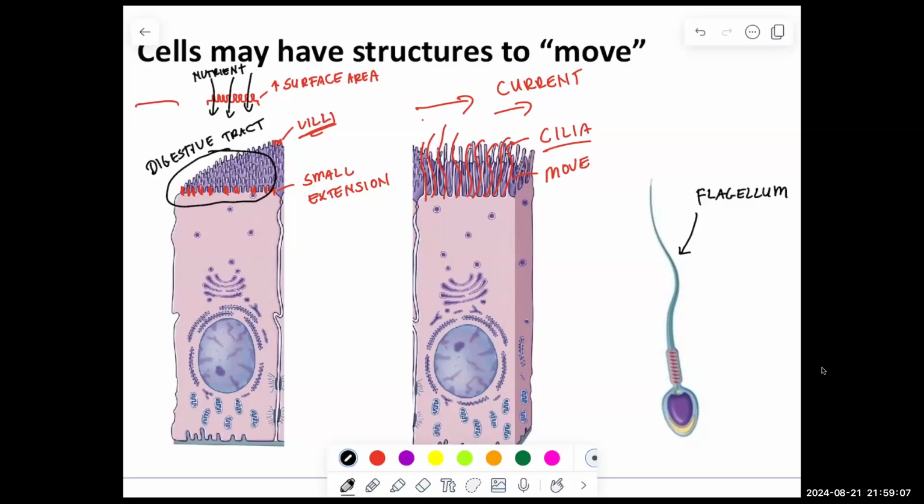The cilia will create a current to move the fluids right above it. The flagellum will beat to move a cell. Three different ways the cells have structures to move.